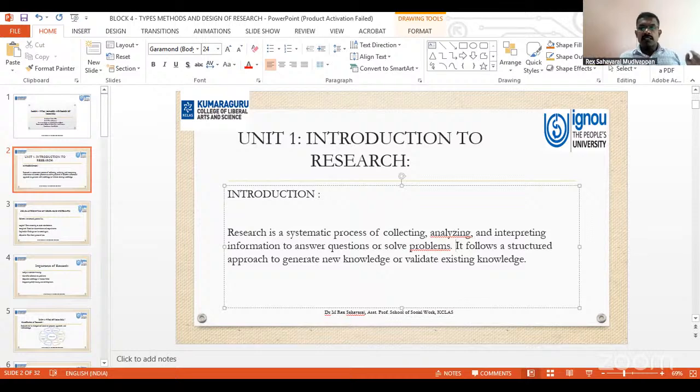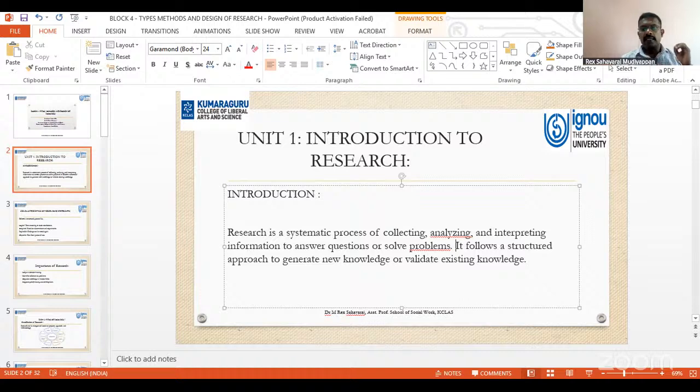So research is a systematic process of collecting. You have some system to collect data, some system to analyze the data, and some system to interpret the information. For what? To answer questions. We have some research questions or hypotheses, or to solve problems.